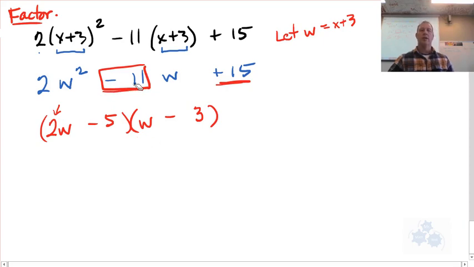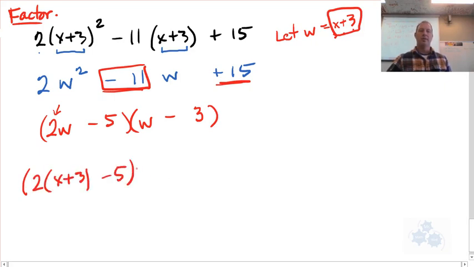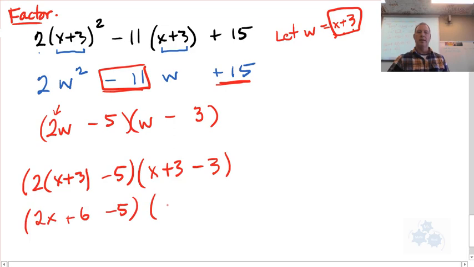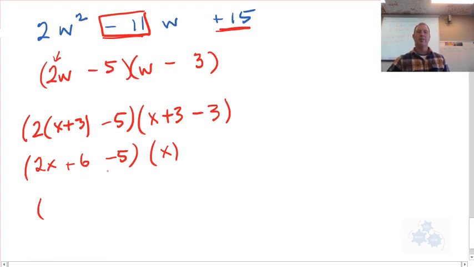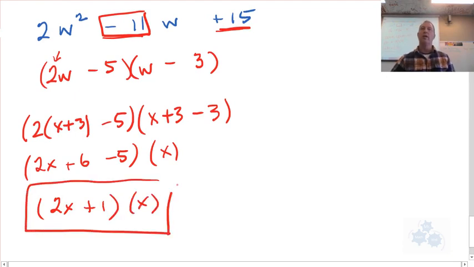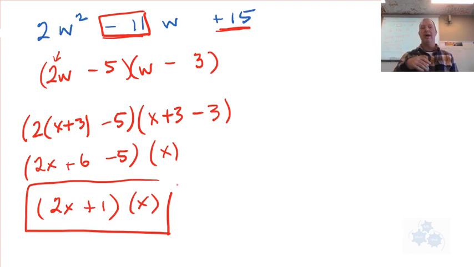So, now, wait. One last step. Once we've got this factored, so this is good, once we've got this factored, guys, we have to substitute x plus 3 back in. So watch this. This is 2 times x plus 3 minus 5 times x plus 3 minus 3. So this is 2x plus 6 minus 5. And this is just x. Simplified, this is what? What's 6 minus 5? That's 1. So 2x plus 1 times x. That is our simplified version. So substitute a variable in for an expression, factor it where it's easy, and then substitute it back in.